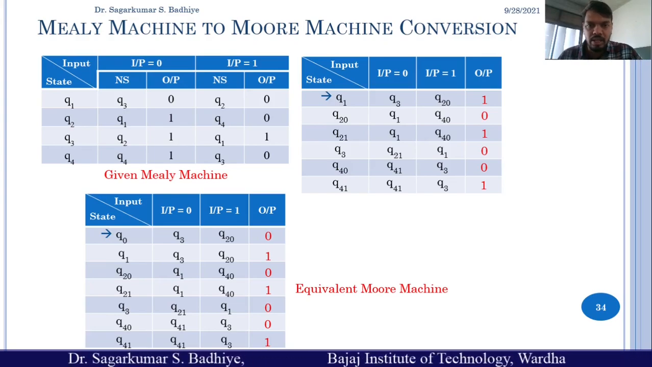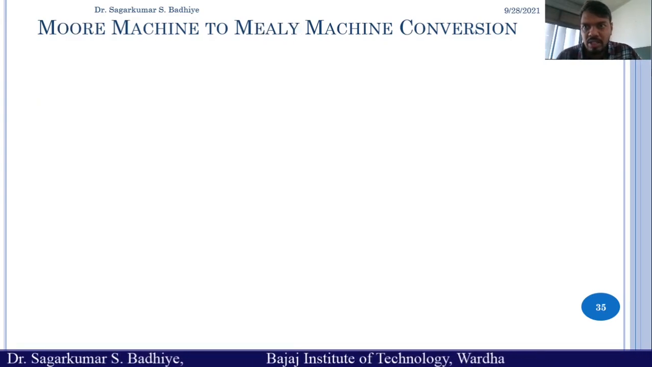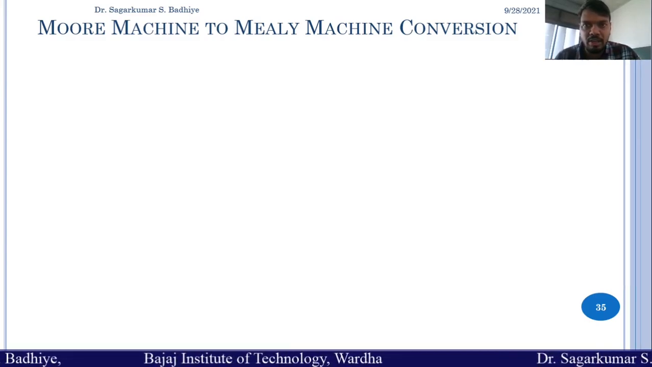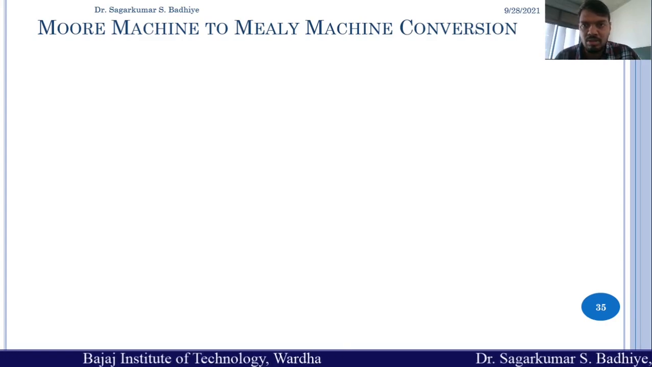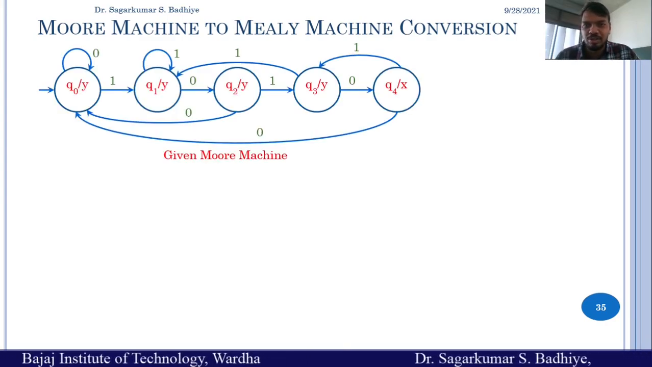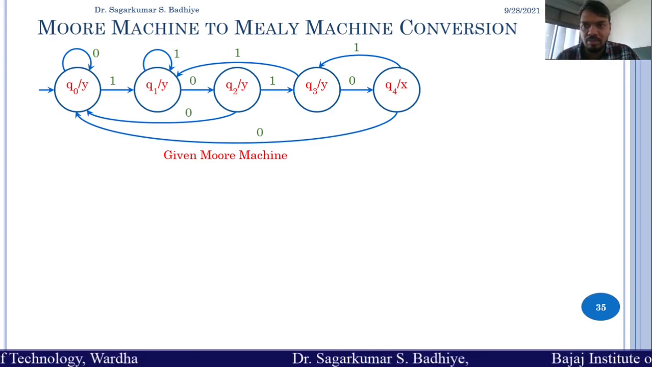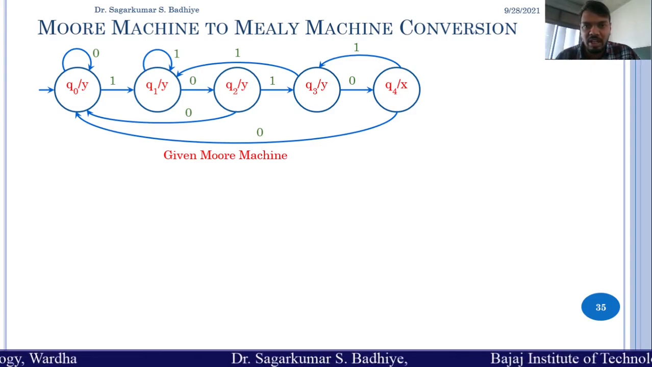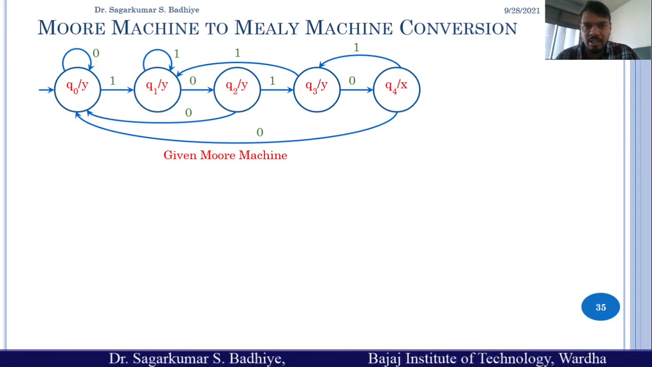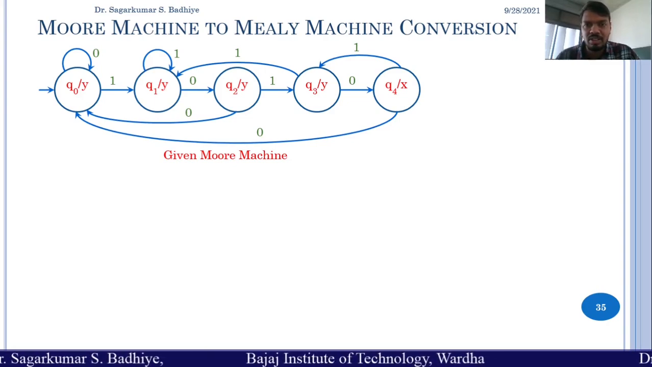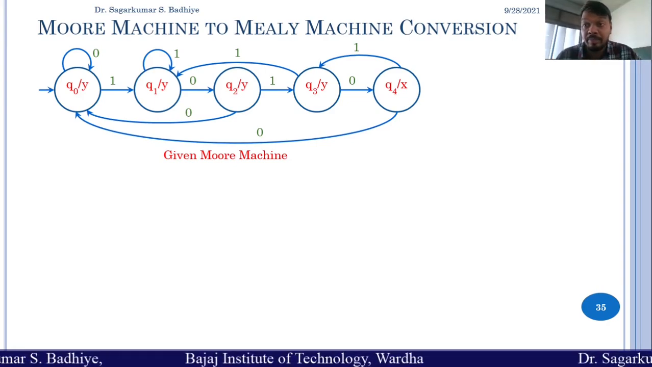Okay, then let's move to the last example for today's class, and this is for converting a Moore machine to an equivalent Mealy machine, and this is too simple, right? So the same example that we have considered for design of a Moore machine, we'll convert this Moore machine to the equivalent Mealy machine, right? This was the task given to you earlier, but with modification, right?